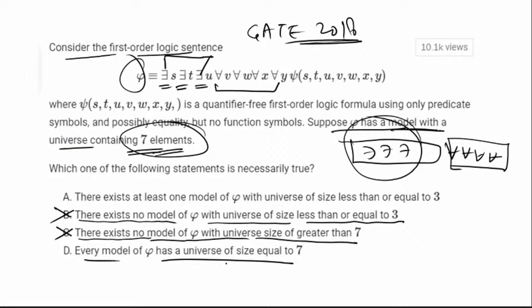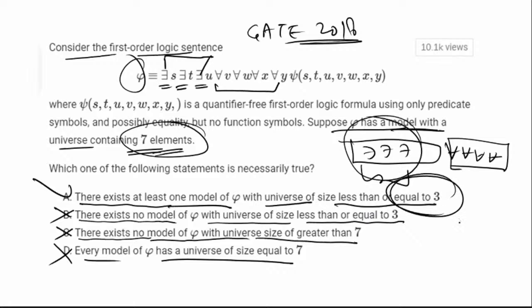Every model has universe of size equal to 7. This is also false, because there exists a model of size 3. So the answer will be A. Why? Because he's saying there exists at least one model with universe of size less than or equal to 3. Because of this equal to 3, A is the answer. If this equal to 3 is not there, let's assume it is less than 3, then this is also not the answer. So because of this equal to 3, the answer will be option A.